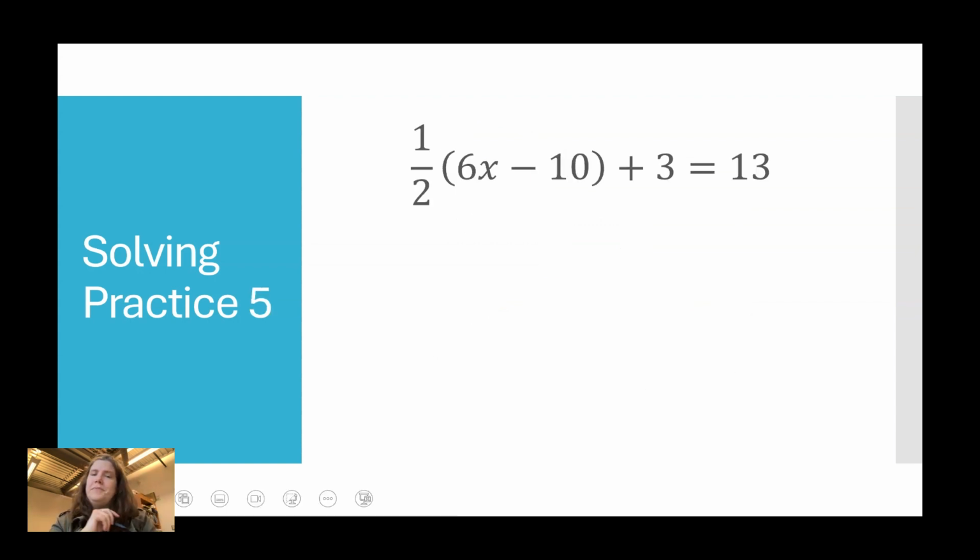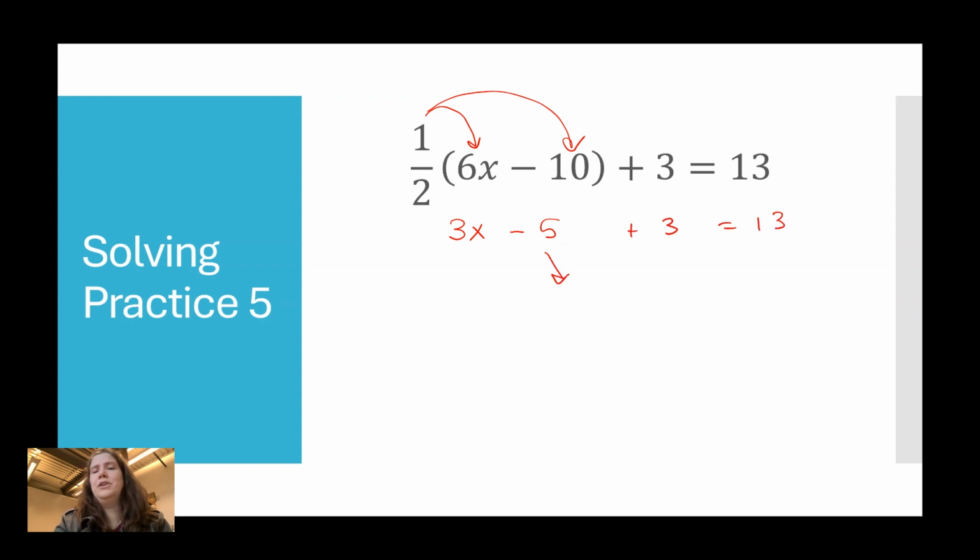Over here, I'm going to distribute that 1/2 first before I start solving. So half of 6x is just 3x. It's 3x and 3x would make 6x. Half of negative 10 is negative 5. The rest just comes down. I can combine like terms. Negative 5 plus 3 gets negative 2.